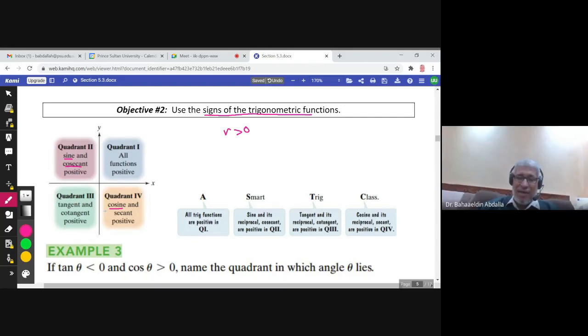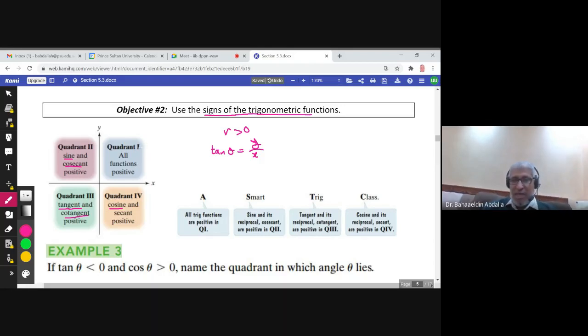Now, what about tan? Tan depends on x and y. Tan theta is defined as y over x. So if y and x are both positive or both negative, tan would be positive. So tan would be positive in the third quadrant and also cotangent, the reciprocal of tan, because in the third quadrant, x is negative and y is negative. So tan theta would be negative over negative, it would be positive. And in the first quadrant, tan and cotan would be positive.